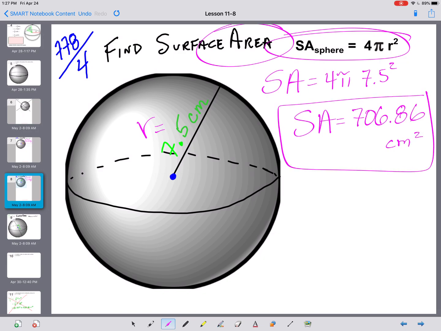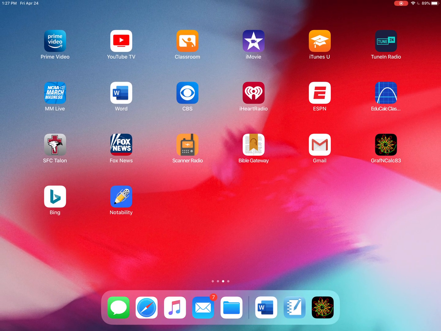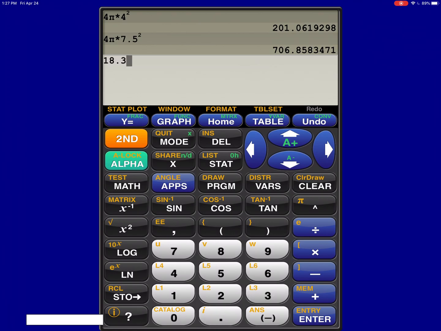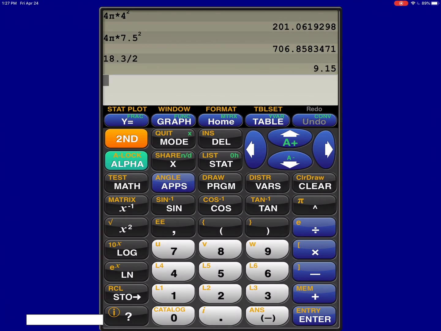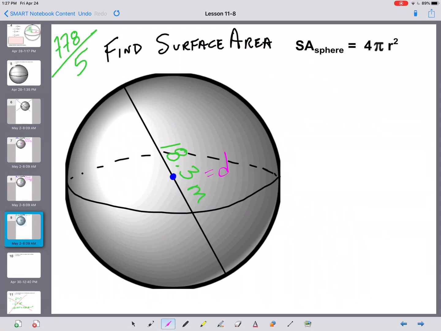On this one, again, they want surface area, but what did they give us? They gave us the diameter. That's not what we need. We need the radius. Cut 18.3 in half. There you go, 9.15 is our radius.